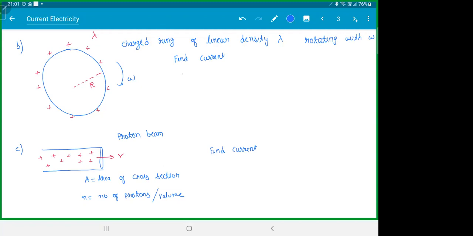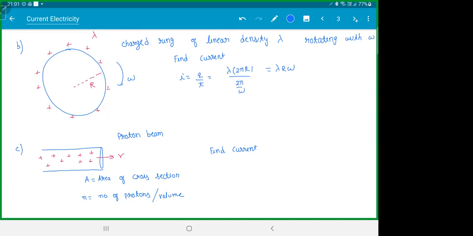See, first one. What is current? Charge by time. What is charge? Lambda into 2 pi r. What is time? 2 pi by omega. Lambda r omega. Easy? Yeah, right, Kavish. That was all you had to do, charge by time, nothing else.